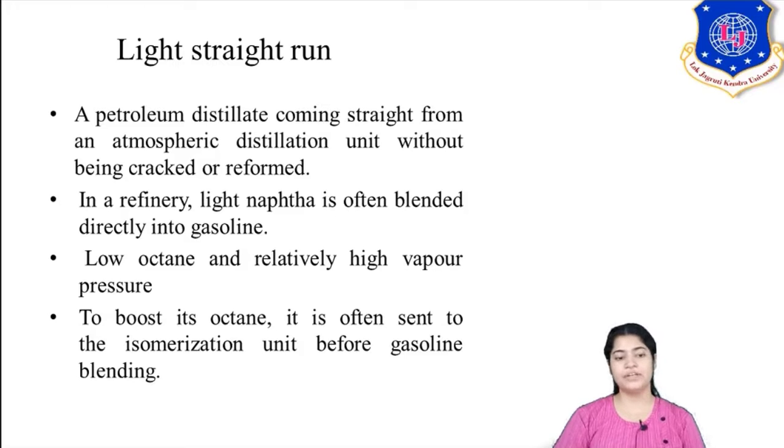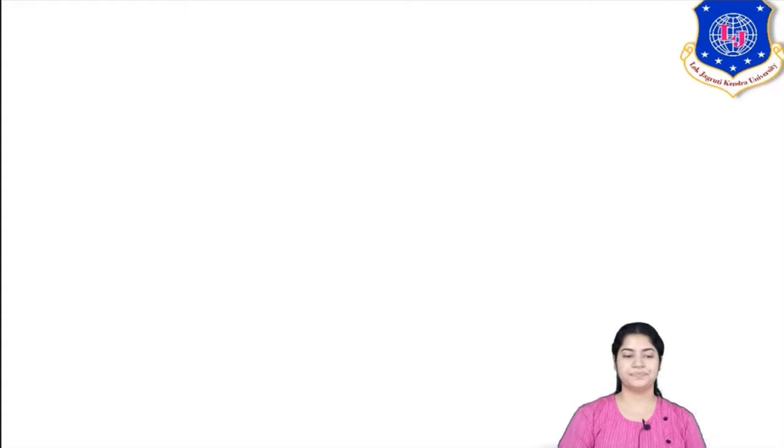Now, what are its properties? It has a low octane number and relatively high vapor pressure. High vapor pressure means it boils very fast. Its initial boiling point is very low, and it is very volatile. To boost its octane number, it is often sent to other units such as isomerization and the reforming section, to improve its quality.